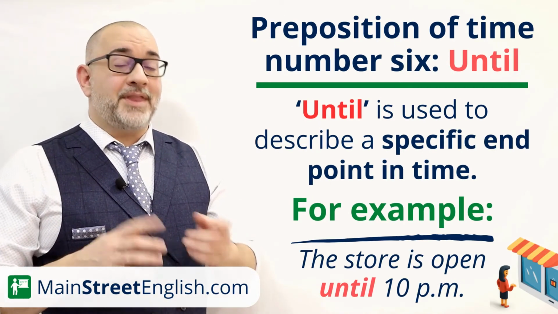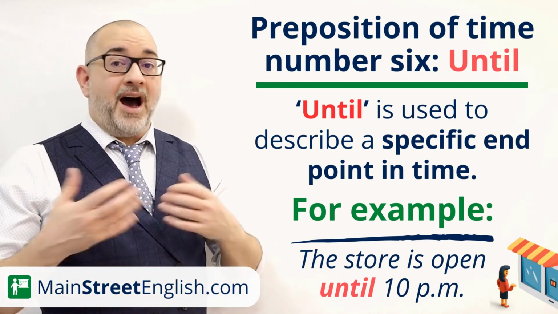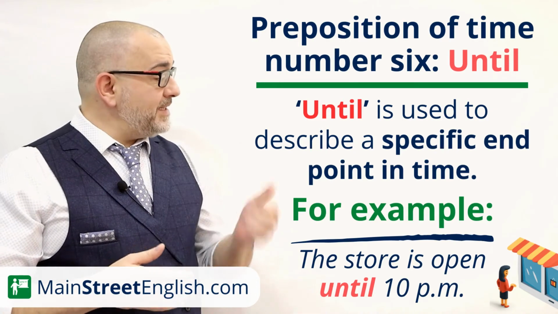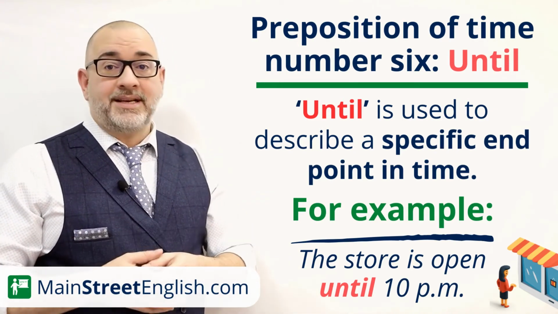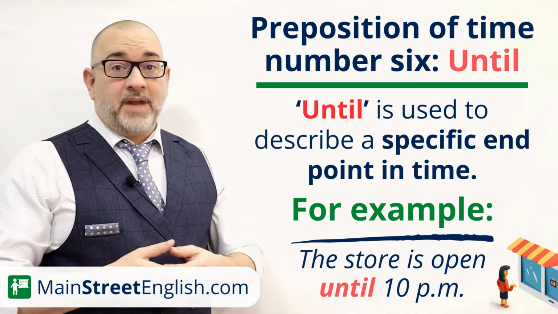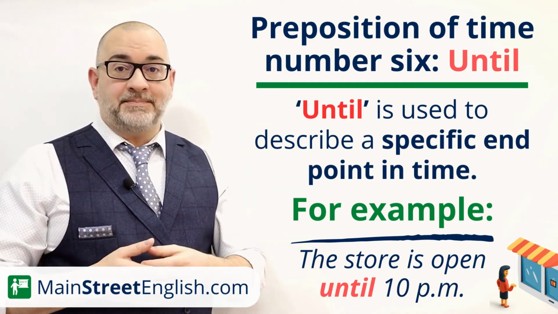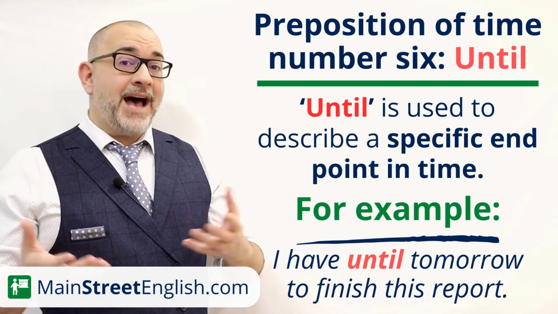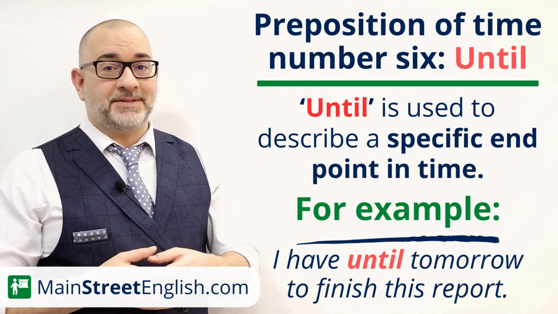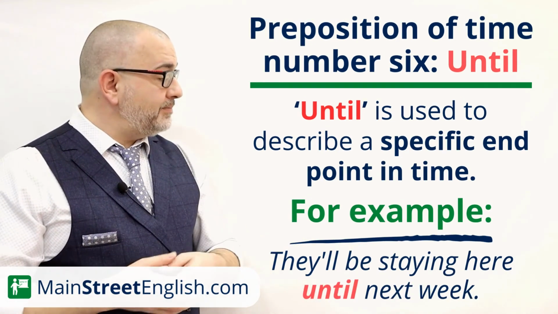Preposition of time number 6, until. Until is used to describe a specific end point in time. For example, the store is open until 10 p.m. I have until tomorrow to finish this report. They'll be staying here until next week.